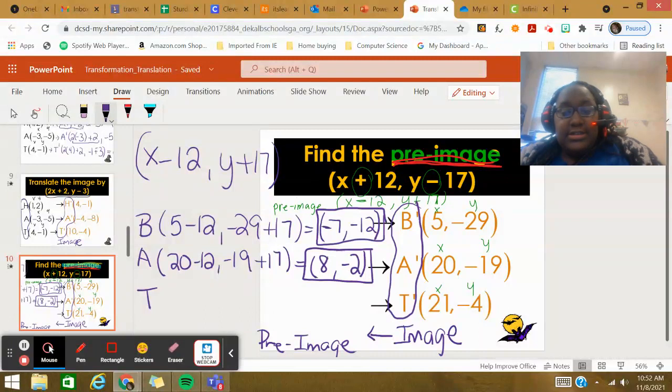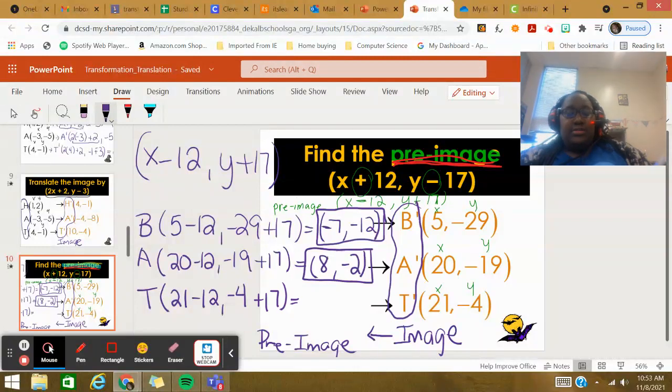Finally, I need to find T. Again, I already labeled X and Y. So to get T, I'm going to do 21 minus 12. Okay, because 21 is my X. And then I'm going to do negative 4 plus 17 because negative 4 is my Y. And that'll give me T. So in the calculator, I'm typing in 21 minus 12. It gave me 9. And then I have negative 4 plus 17, which gives me 13.